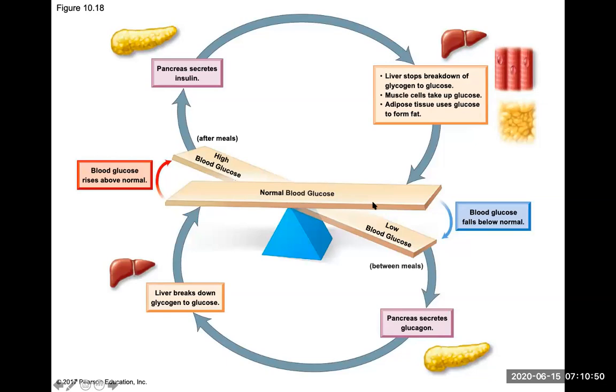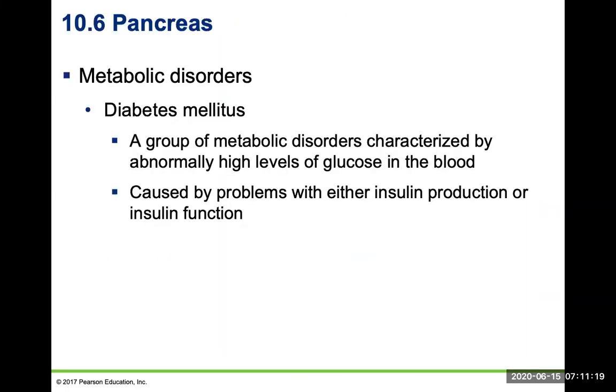So here are normal blood glucose levels, and if blood glucose falls below normal, the pancreas will secrete glucagon that tells your liver to break down glycogen to glucose and put it into the blood. If blood glucose levels rise above normal, such as after meals, your pancreas will secrete insulin to tell your liver to stop breaking down glycogen to glucose, and it'll move glucose out of the blood. Metabolic disorders, diabetes mellitus. This is a group of metabolic disorders characterized by abnormally high levels of glucose in the blood, and it's caused by problems with either insulin production or insulin function.